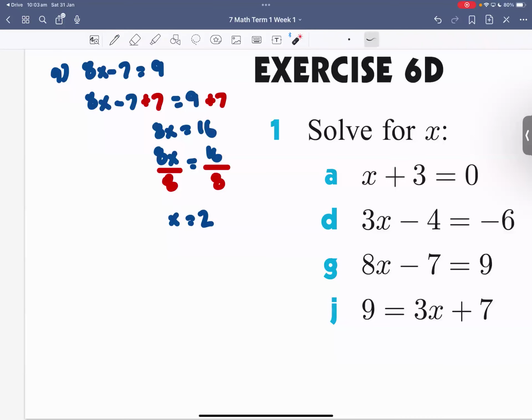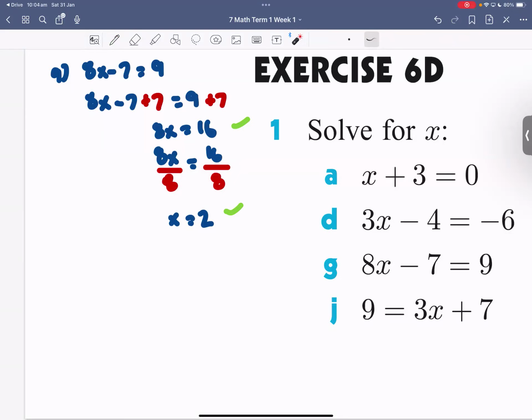2. And I'm sure some kids tell me in high school, after year 7, in year 8, there'll be 1 mark for writing this, 1 mark for writing that. In year 8, there will be no marks for writing plus 7 on both sides. In year 8, there'll be no marks for writing divide by 8 on both sides. So you don't have to write it in year 8. But in year 7, we just have to get in the habit of writing it.